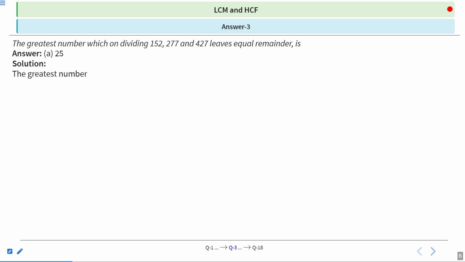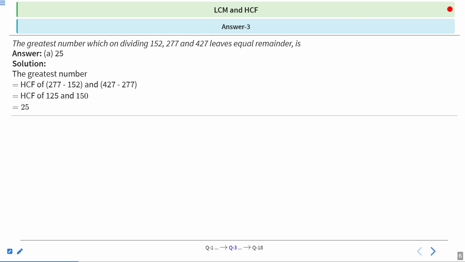So the greatest number is going to be HCF of the difference of 277 and 152 and the difference of 427 and 277, because HCF is the number that can divide, and in the question it was also given that the greatest number which on dividing, that means the number is dividing these three numbers, is leaving equal remainders. So that means we have to find the HCF of 125 and 150, and HCF of 125 and 150 is 25, because 25 can divide 125 as well as 150. So option A is the correct answer.